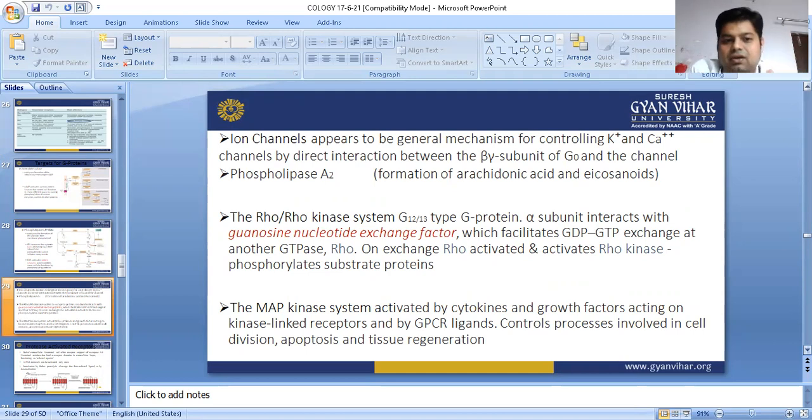And the MAP kinase system is activated through the growth receptor, the kinase linked receptor and GPCR ligand, and controls processes involving cell division, apoptosis and tissue degeneration. Apoptosis means cell death. Generally, this is the process in which the cell is hydrolyzed by lysosomal enzymes. And tissue degeneration means the process of tissue breakdown.